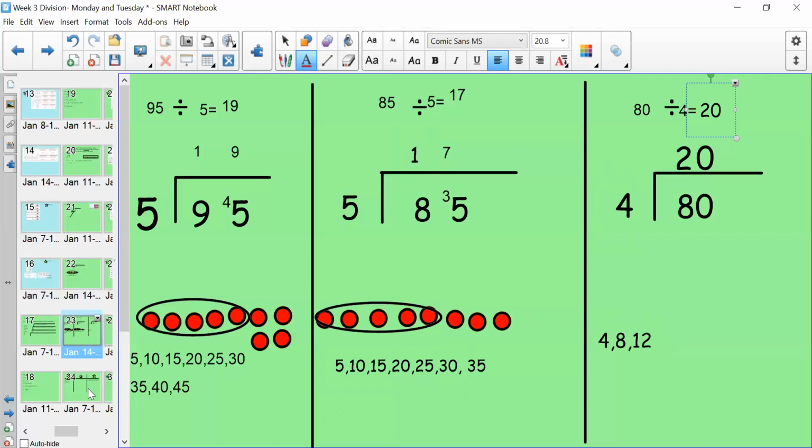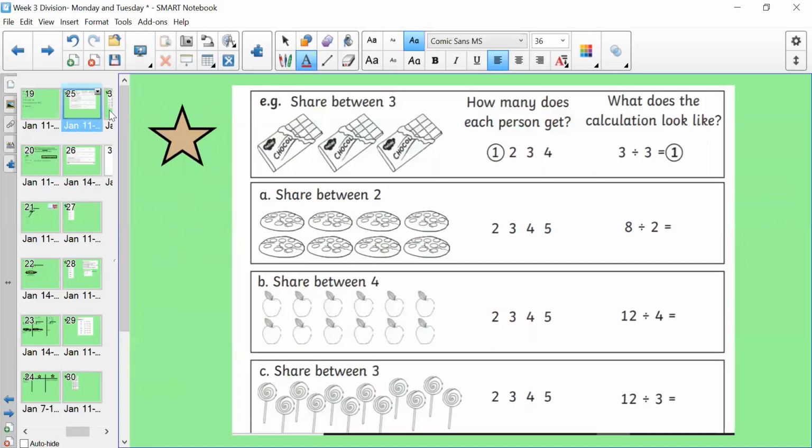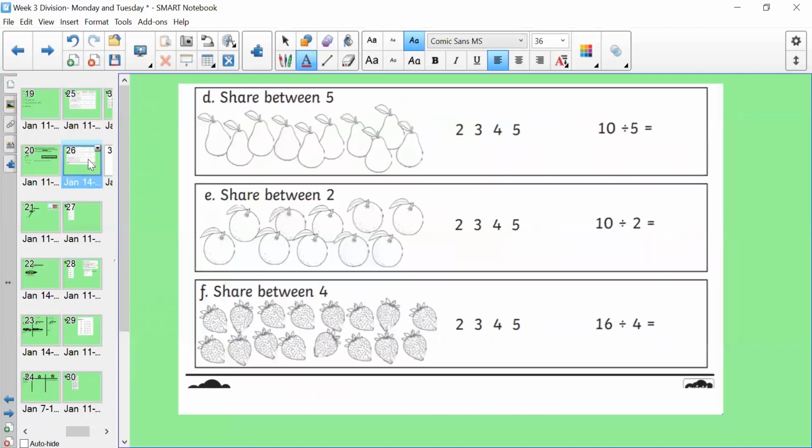So your challenges today, so the bronze are not doing bus stop. So these are Ms. Hand's group, unless Ms. Hand's group would like to have a go at bus stop, that's absolutely fine. So silver is just doing the bus stop method, and then gold is the bus stop method with some problem solving and reasoning as well. Okay, so the bronze challenge, you are sharing. So the question will say to share this between 2 people, what is the answer? Share between 4 people, what is the answer? You're going to work through those, and then there's a second page as well.